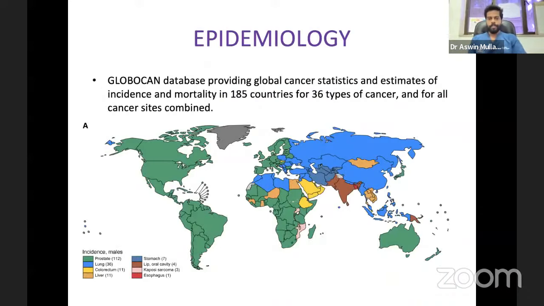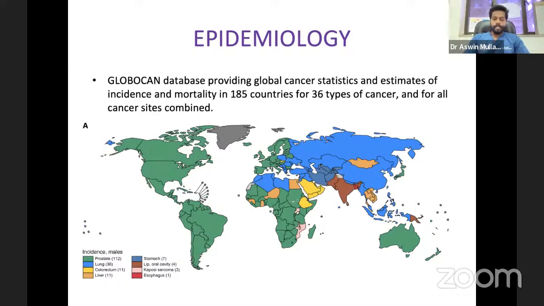Then coming to epidemiology. Before going into the core topic, we should know what's happening in and around us. What's the statistics? What's the database? So there is something called the Global Cancer Observatory database. It is a database that covers all the cancer statistics and estimates the incidence and mortalities. Their data cover up to 185 countries for 36 different types of cancers.